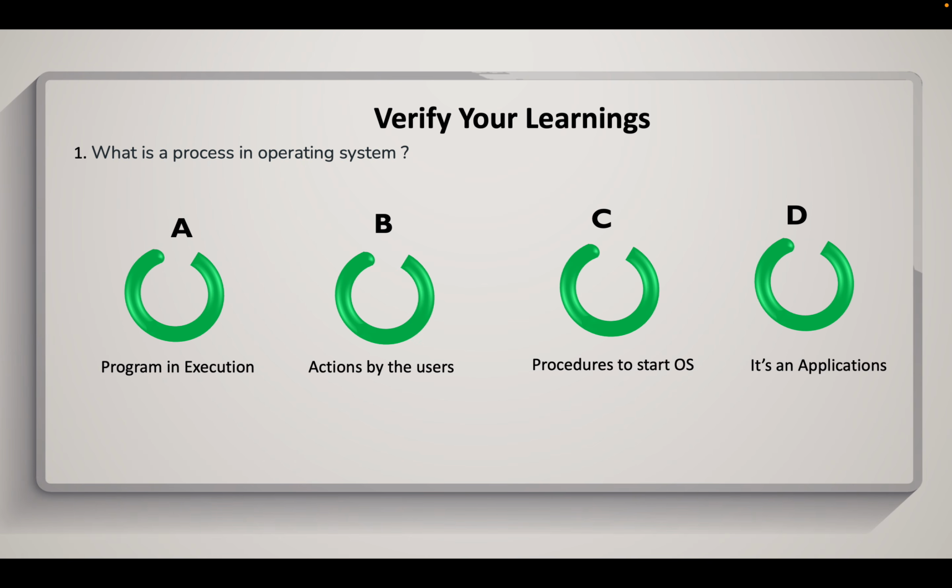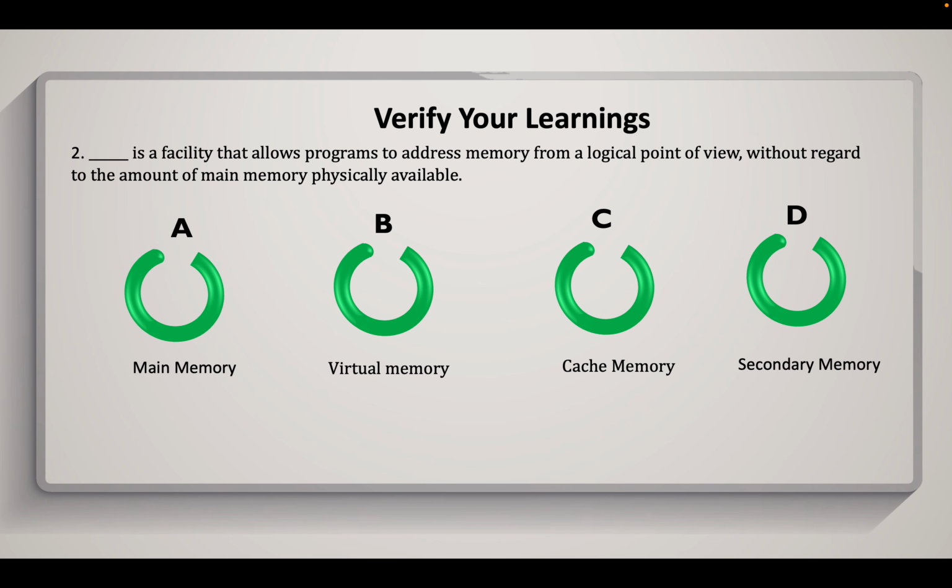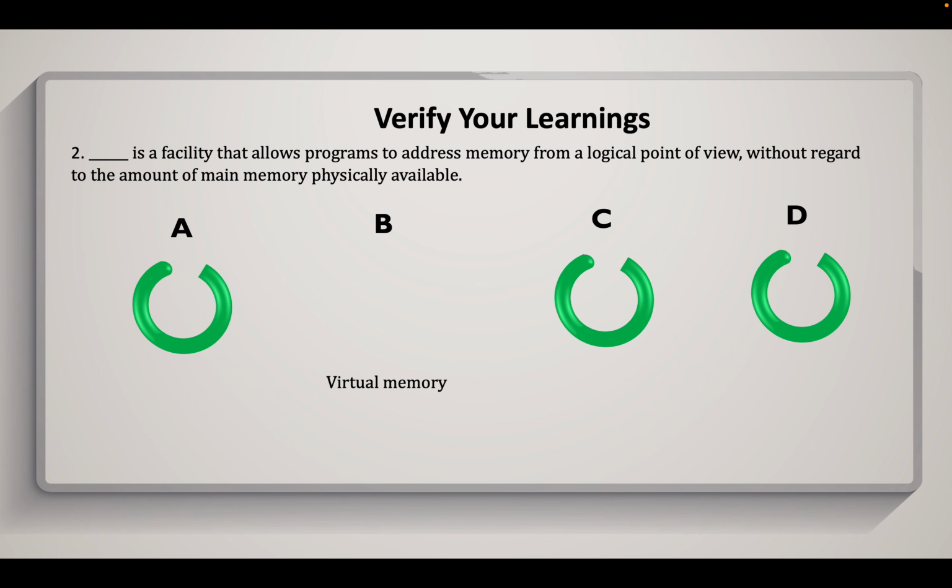Let's examine our learnings. What is a process in an operating system? Program in execution, action by user, procedure to start OS, or an application? Program in execution is the answer. Second, dash is a facility that allows programs to address memory from a logical point of view without regard to the amount of main memory physically available. The answer is virtual memory. Virtual means logical point of view.